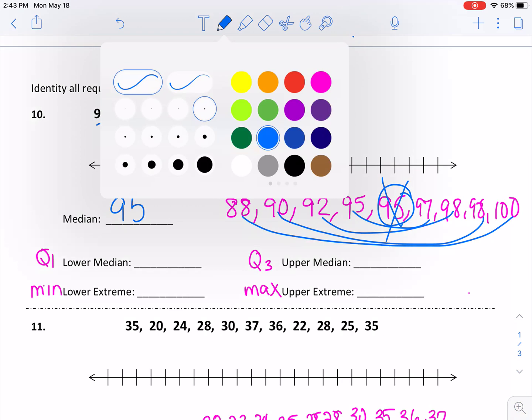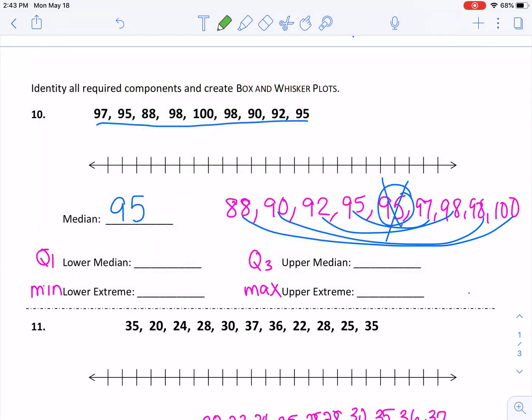Because when I go to find my lower median, or my Q1, and my upper median, I do not use that value. So to find my lower median, I link them, and I have to average 90 and 92, which is going to give me 91. My upper median, or my Q3, same thing. I link them, 98 and 98. The average of those two is 98. Minimum, easy to identify, 88. Maximum or upper extreme, 100.